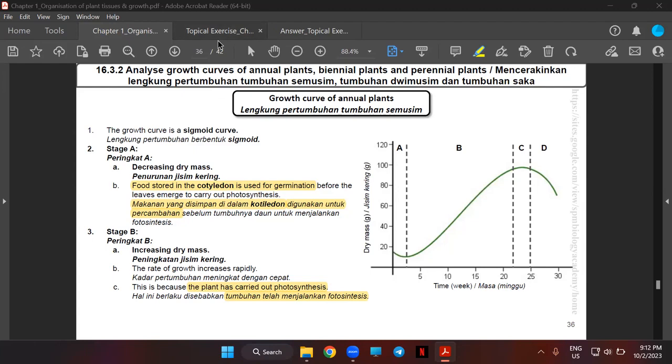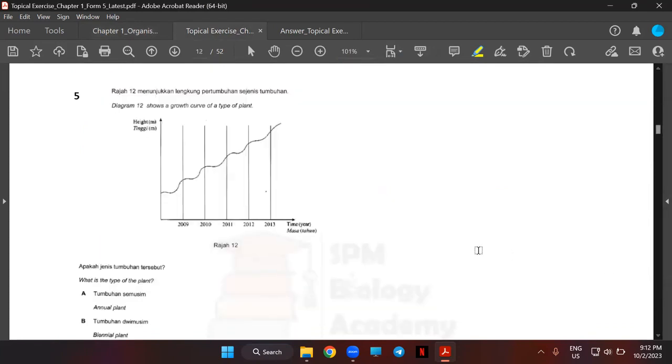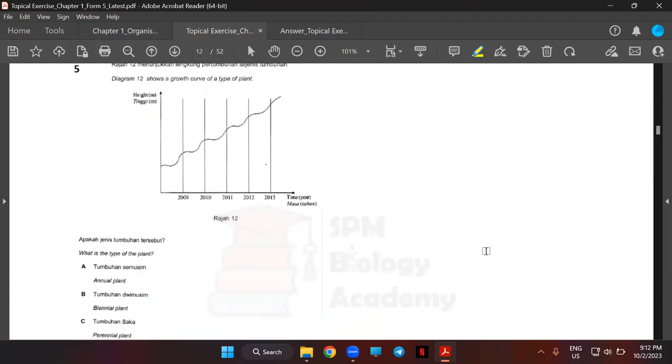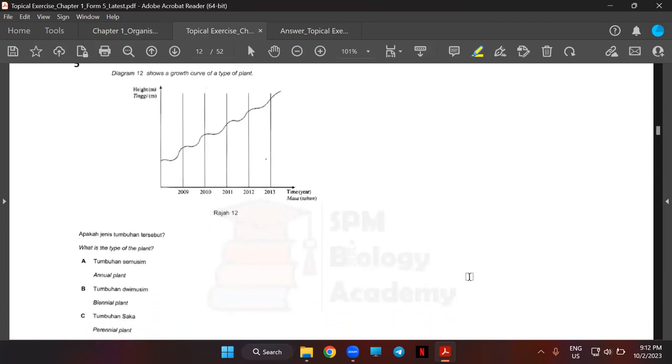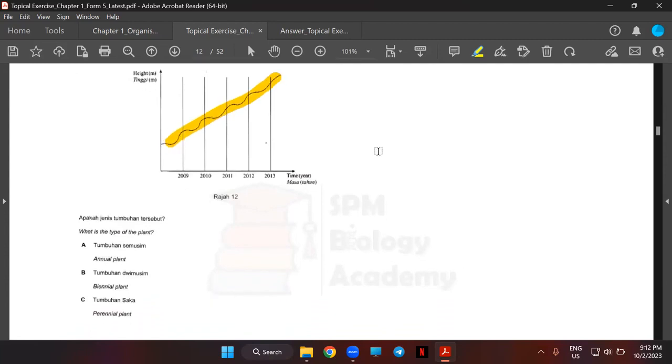Already wrote the answer, I think. Let's move on. Siapa yang belum bagi tahu, dapatlah 2 markah. Clear. Next question. 5. Rajah 12 menunjukkan lengkung pertumbuhan sejenis tumbuhan. Diagram 12 show a growth curve of a type of plant. So we know this very well. Perennial plant, tumbuhan saka. Oh, itu soalan dia. Tumbuhan saka, perennial plant. Simple.